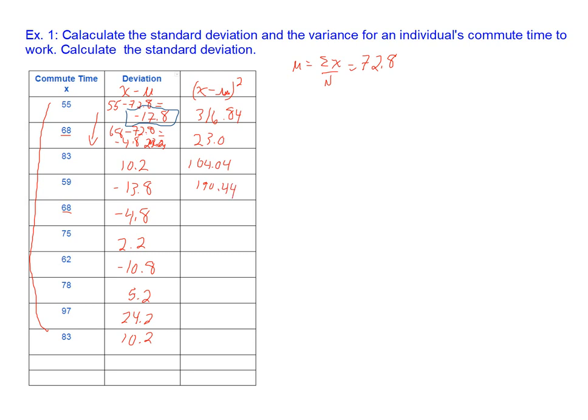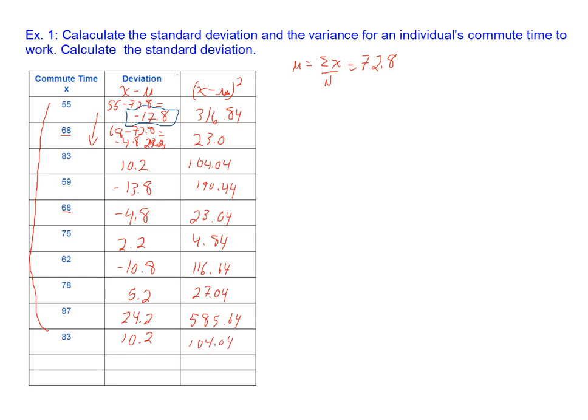Again, hopefully I don't transpose any of these incorrectly. So 4.84 here, negative 10.8 gives us 116.64. 5.2 squared is 27.04. And 24.2 squared is 585.64. 10.2, we had that one earlier, that's 104.04.